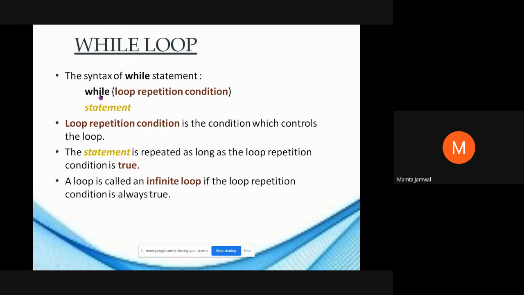This while is a reserved word, right? This cannot be changed. You cannot write this W as a capital, or use caps lock to write this while. This while is a keyword of C. It has to be written in the same way it is written here, that is, all small letters. So this while is a reserved word.